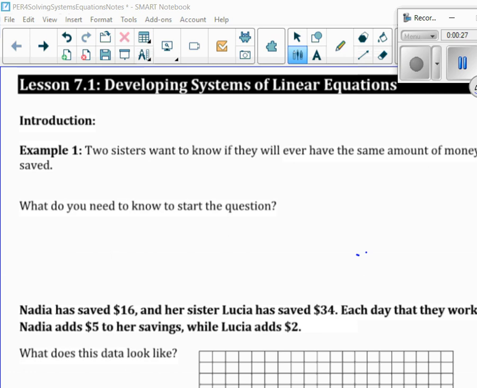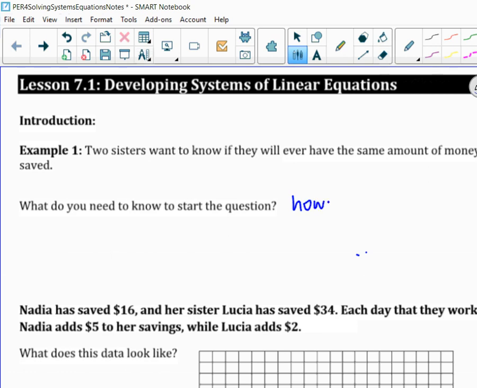So what do you think we need to know? How much money they have. Yeah. Okay, how much money each started with, I guess? And then what else do we have to? Yeah, how much is each saving?